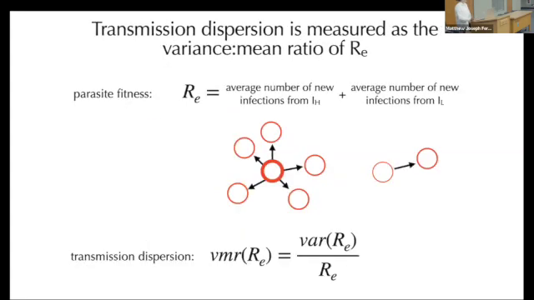Okay, so in this model, parasite fitness is being measured as the effective reproductive ratio of that parasite, and because both hosts can contribute to infections, this is being split by the average number of infections coming from both host types. And then transmission dispersion is measured as the variance to mean ratio of RE. This is capturing the variation in transmission, or in parasite fitness, coming from those two different host types, depending on how much they contribute to the total fitness of the parasite.